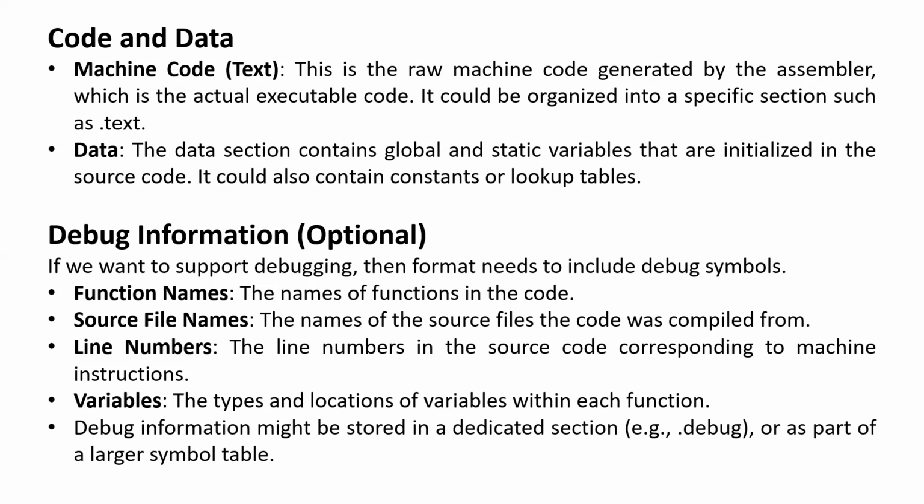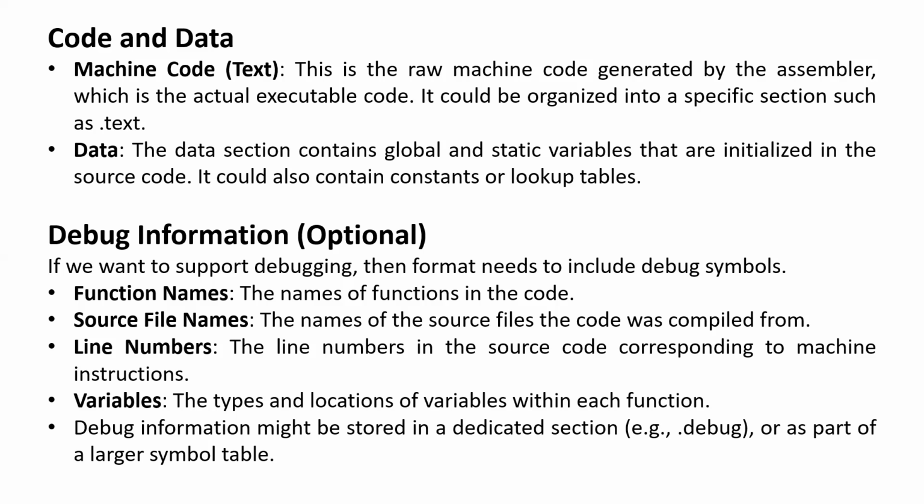Next, we will require information about code and data, like machine code, which is the text section. This would be the raw machine code generated by your assembler, which is the actual executable code. Now, when this code is generated, we know that this code would be organized into specific sections. For example, with IA32, we have seen that it is in .text. Similarly, the data section contains all global static variables which are initialized in the source code.